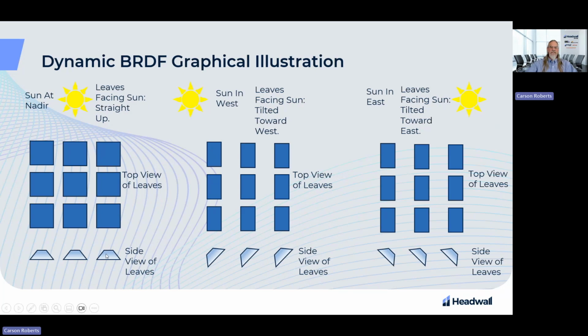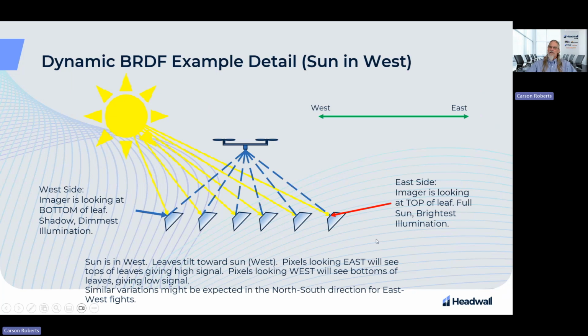If we look at it from the side, they're squares with a little bit of perspective. If the sun is in the west, the leaves are going to face towards the west. They'll have a lower aspect ratio looking vertically, and they'll be illuminated on the side that's facing towards the sun. If the sun is in the east, the situation is opposite.